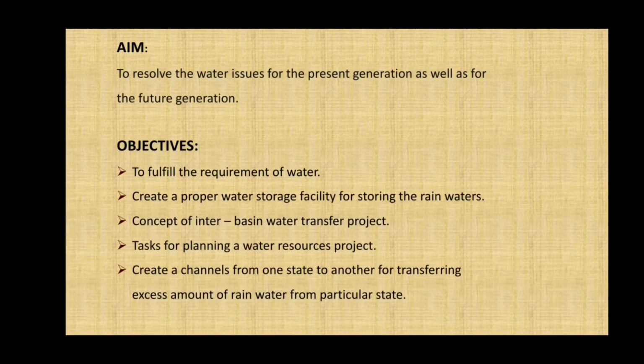And now, what is the inter-basin water project? It is also known as transfer basin diversion. It is like transferring water from one river to another if one river has much more water than the other one, and creating a channel from one state to another for transferring excess rainwater from a particular state.